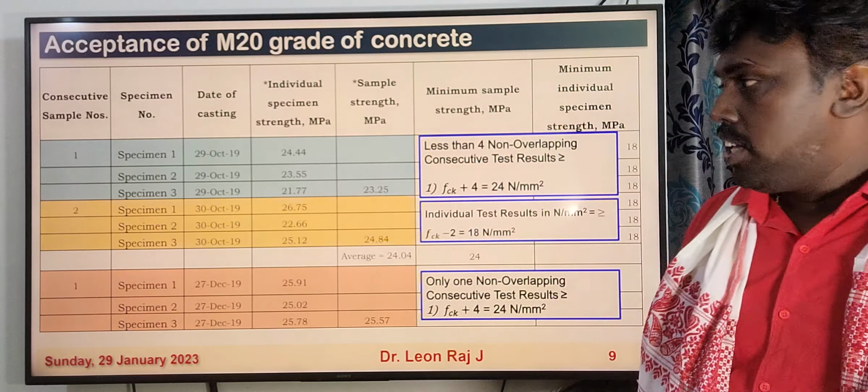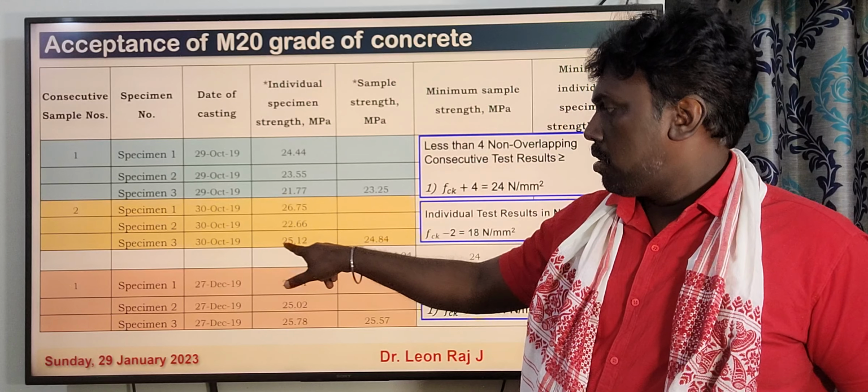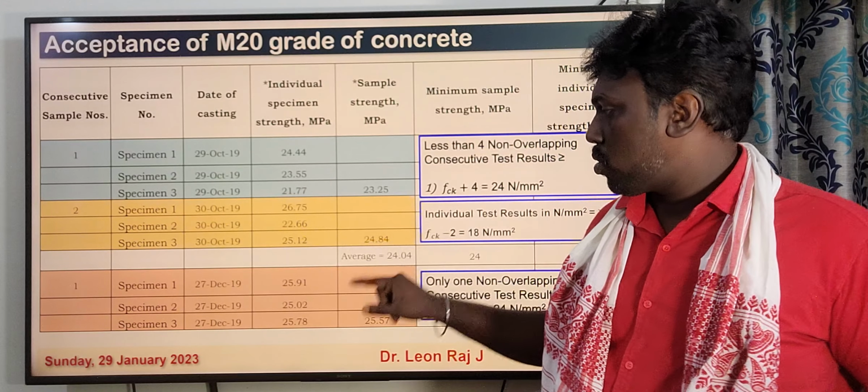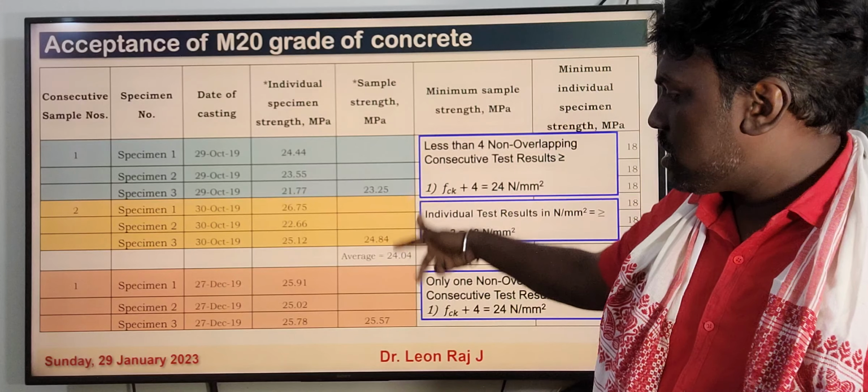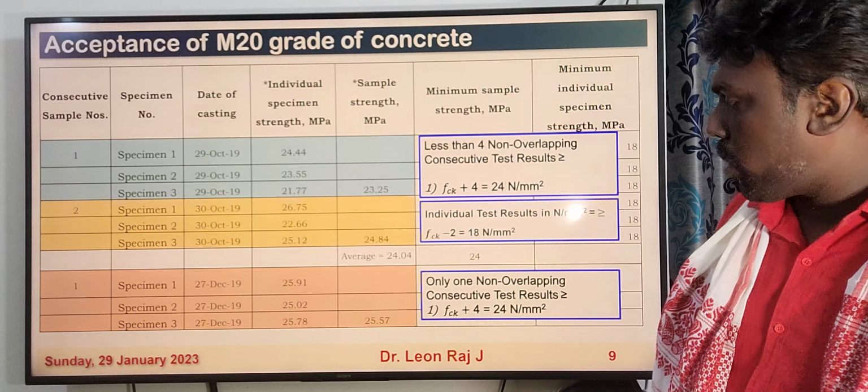Then again, finding the average of sample 2, that is 26.75, 22.66, 25.12, is 24.84 MPa. The average of these two sample strengths shall be 24.04 MPa.